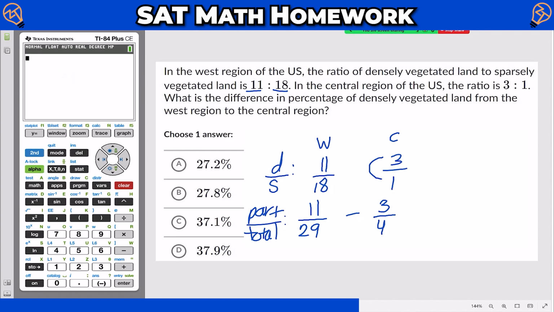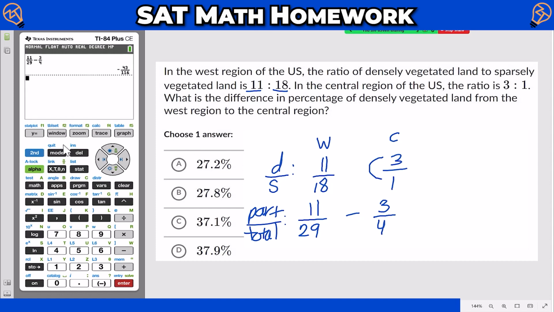So I would just type this in as is. I'm going to do alpha y equals, enter, 11/29, right, minus, same thing here, we'll go alpha y equals, and we'll do 3, right, 4. Now, they don't specify the order, so it doesn't matter that I got a negative here. It just means I need to flip the sign and look at it as a positive.